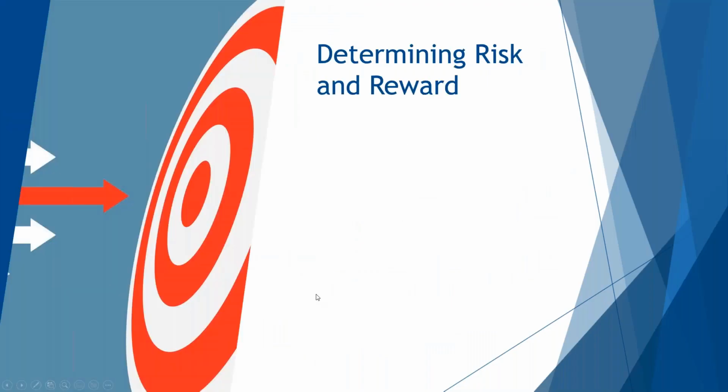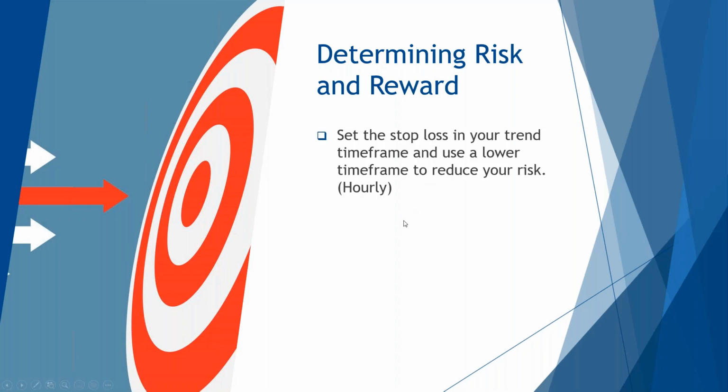So the next process we're going to do is, we've decided we're going to wait for a pullback, we're going to wait to re-engage our trend. So now we need to start assessing risk, and then we're going to set our rewards. So the first thing we're going to do is set our stop loss in our trend time frame. Now, why do we do that?